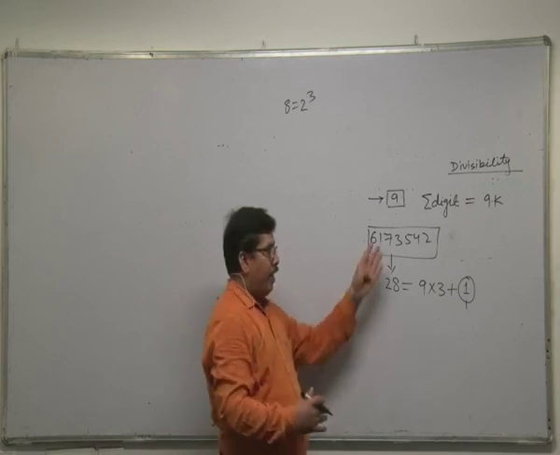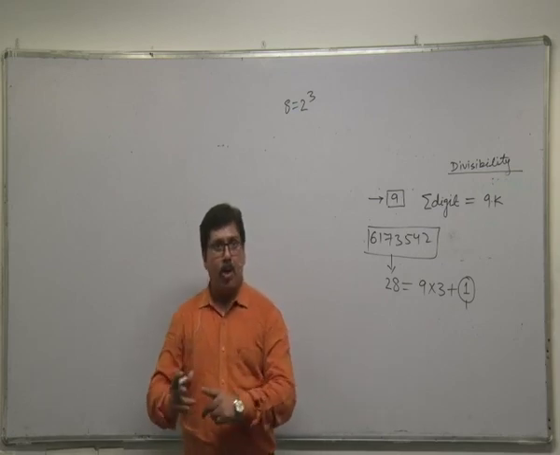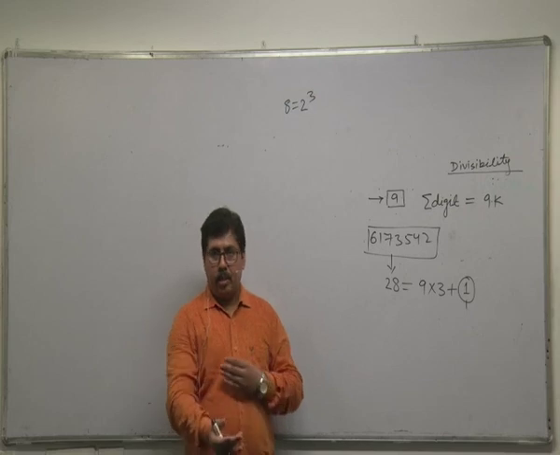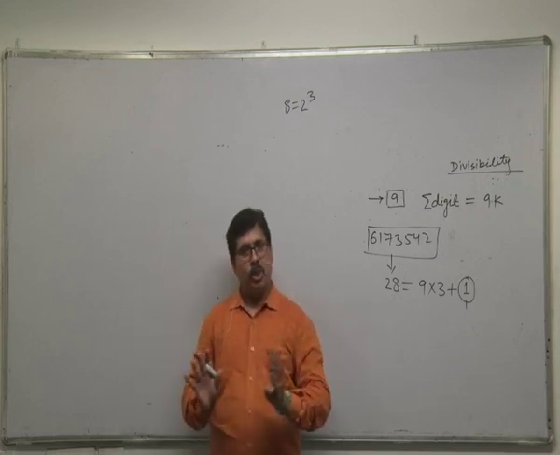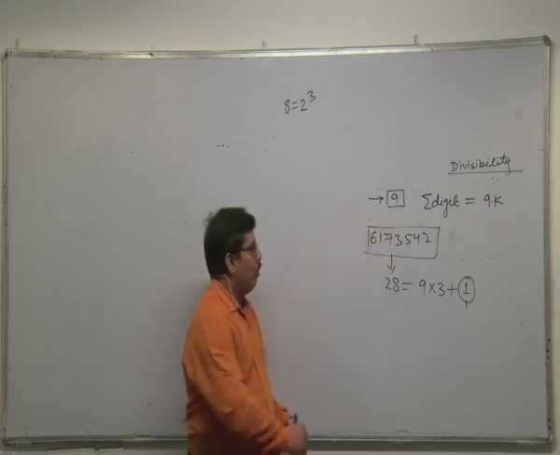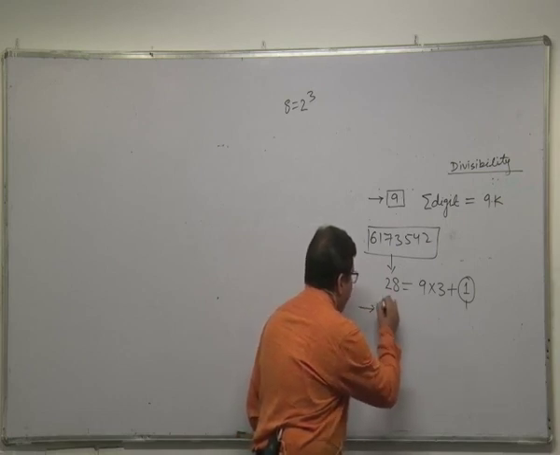So there are two advantages of this funda. One, you can check whether the number is a multiple of 9 or not. Secondly, you can also find out the remainder. I'm sure this technique is clear. Now, move to the next number. Divisibility of any number by 11.